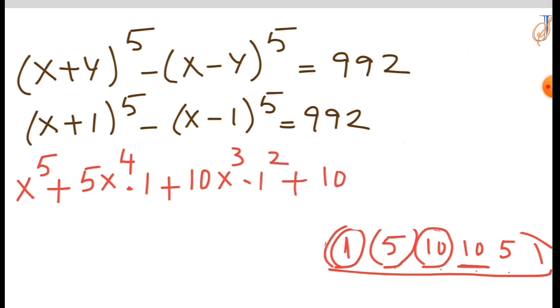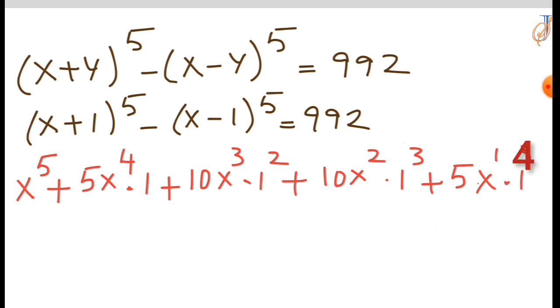So 10x squared times 1 cubed, 5x to the power of 1, the last one is 1, plus 1 to the power of 5. This is for the (x + 1)^5 expansion. Now we will write the (x − 1)^5 expansion using the binomial theorem.